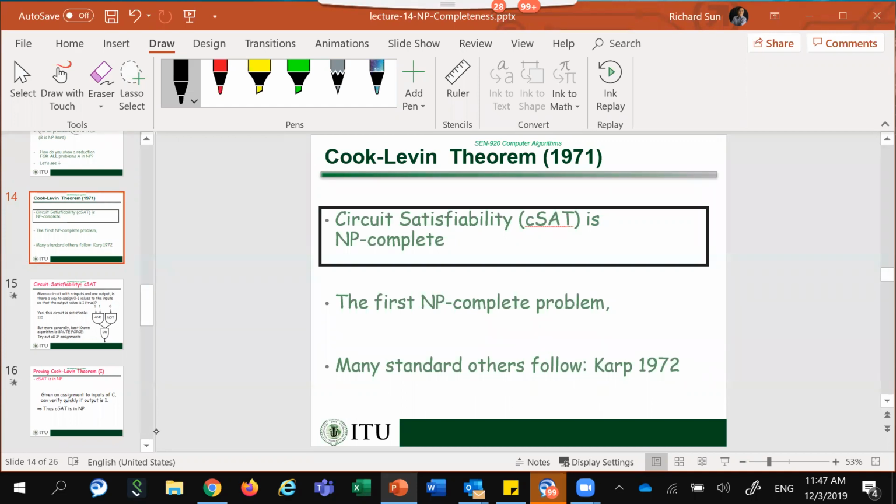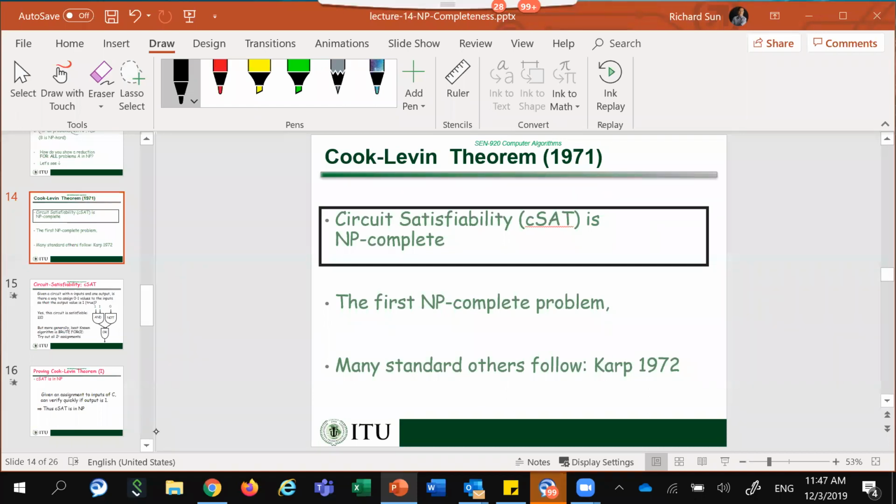Now this famous guy called Cook, Cook's theorem, was published in 1971. Cook published his result first, and it was also validated that at the same time there is another person called Levin. This guy also proved a similar result independently at the same time. That's why this theorem is called the Cook-Levin theorem.